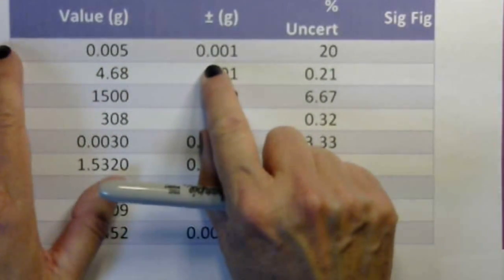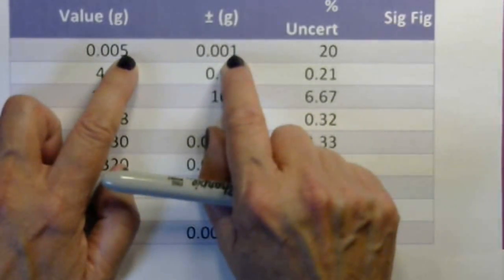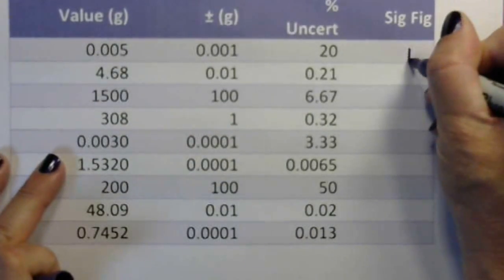I'm going to start at the first non-zero number from left to right. So I start here, and where do I stop? I stop here also. So this has 1 significant figure.